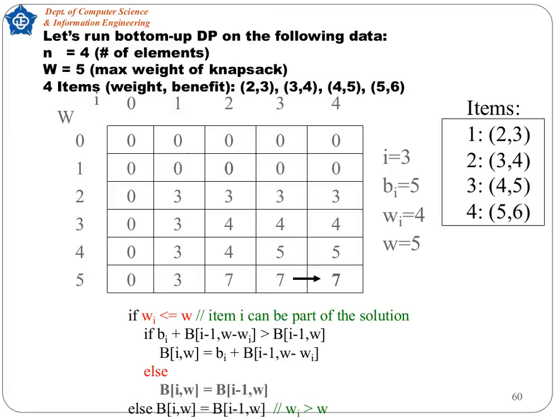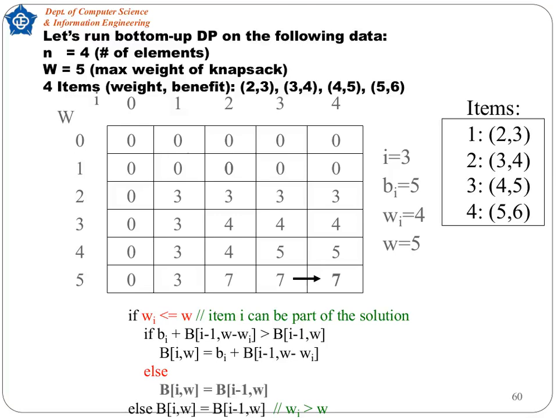Remember, our items are 1. Weight 2, benefit 3. 2. Weight 3, benefit 4. 3. Weight 4, benefit 5. 4. Weight 5, benefit 6. We'll create a table with rows for capacities 0 through 5 and columns for items 0 through 4, initializing the top row and left column to 0.